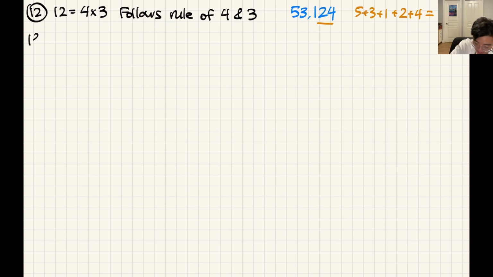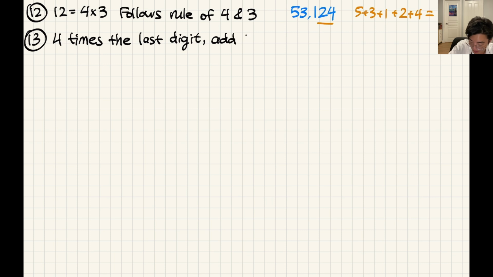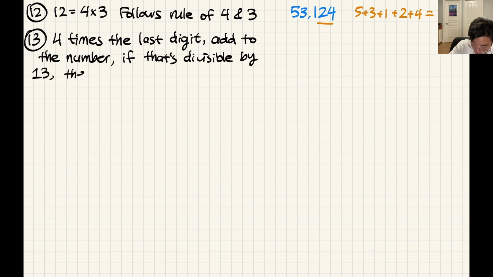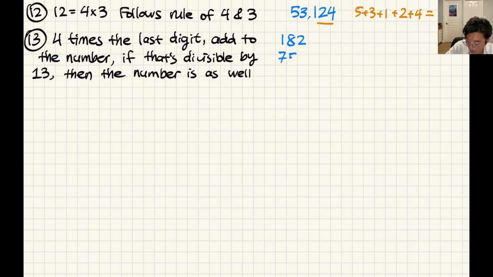Okay, 13. It's also weird like 7, where we 4 times the last digit. We add, so not subtract, we add to the number. If that's divisible by 13, then the number is as well. So let's do some random numbers here. So 182, 756, and then 195. I guess they're not really random. I wrote them ahead of time.